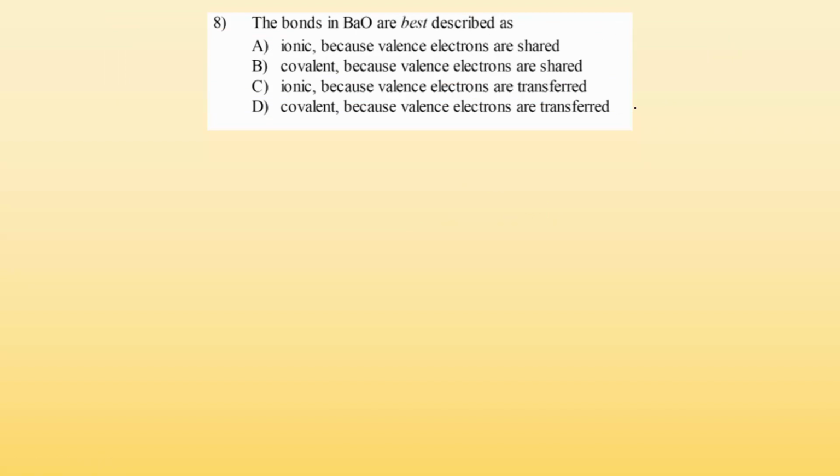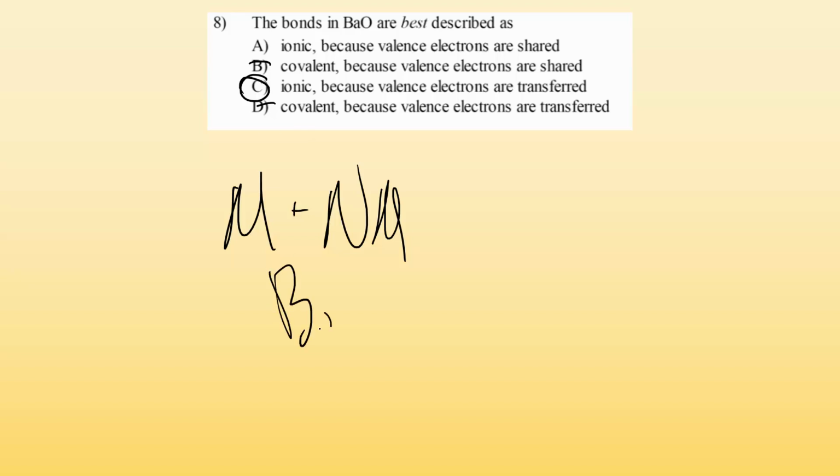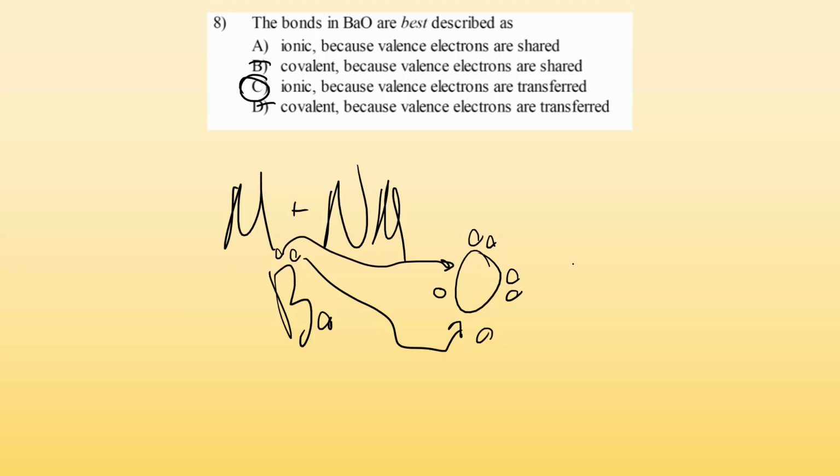8. The bond in BaO, barium oxide, is best described as what? Well, again, barium is a metal and oxygen is a nonmetal. So what kind of bond do we get when we get that? Ionic. So it's definitely not B or D. And it's ionic because valence electrons are transferred, right? We have barium with 2 valence electrons. We got oxygen with 6. So barium is going to give its valence electrons to the oxygen so that they both end up with 8 valence electrons.